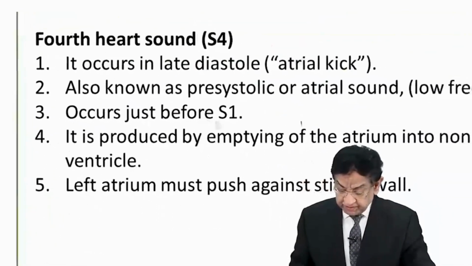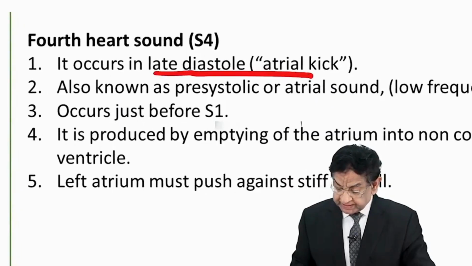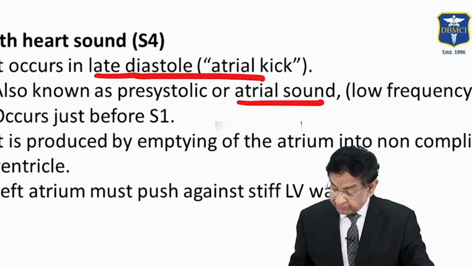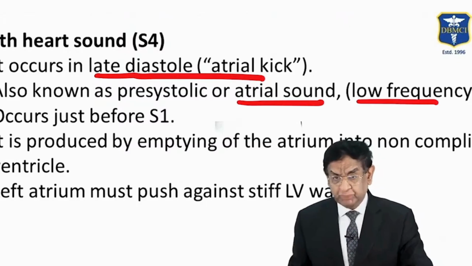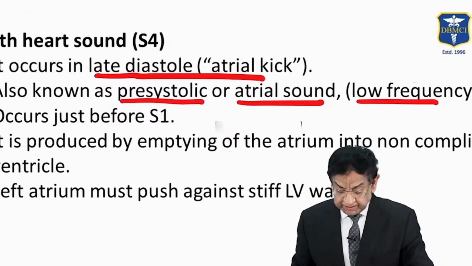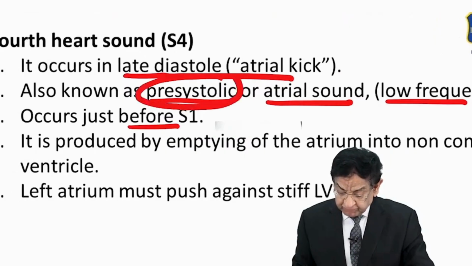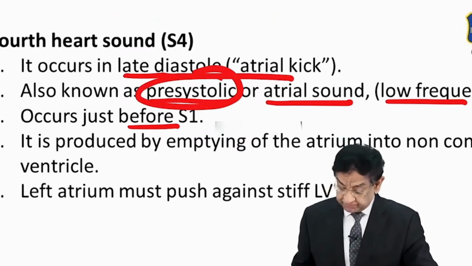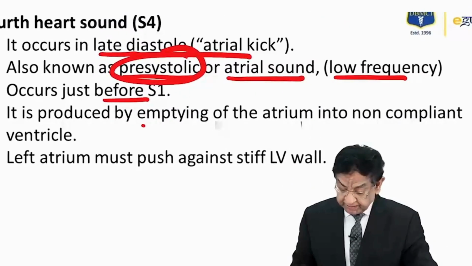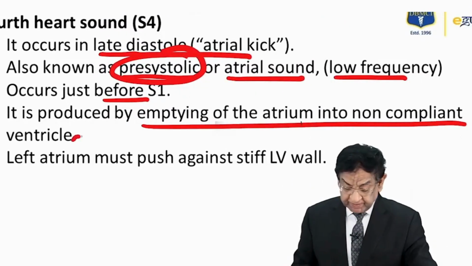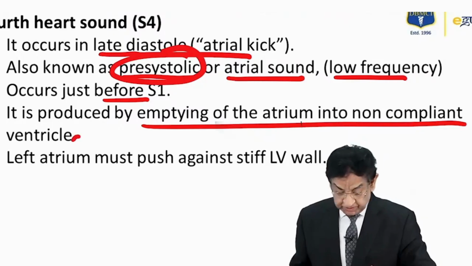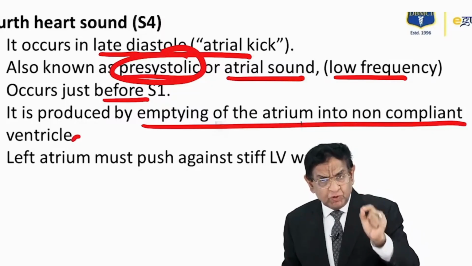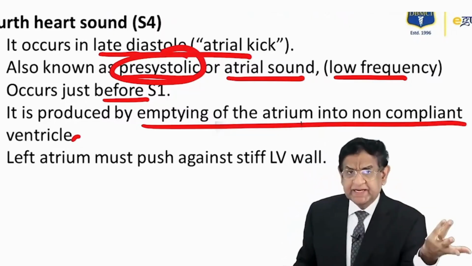The fourth sound, we learned, is in late diastole. We know it is the atrial kick. We know it's also an atrial sound, and it is a low frequency, low pitch sound, just like S3 is also a low pitch sound. It's pre-systolic because it occurs just before the first heart sound. And I told you it is produced due to emptying of the left atrium into non-compliant, stiff ventricles. So definitely it will be produced only when the atria are contracting.